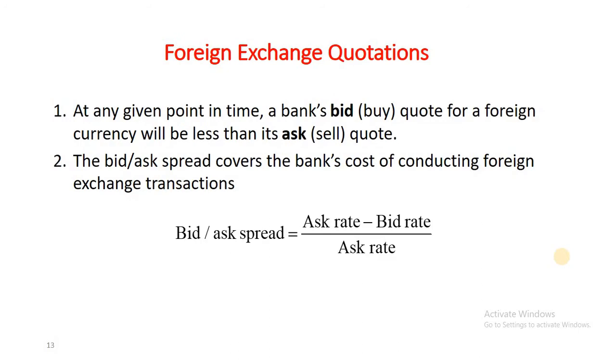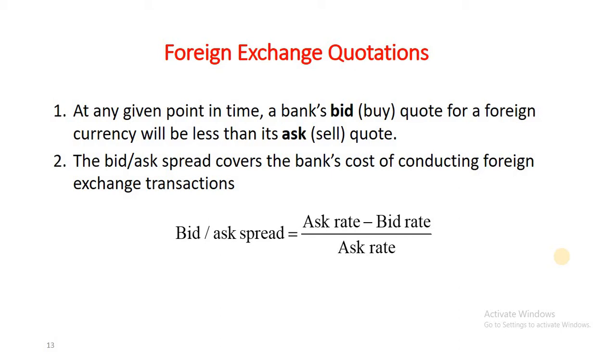Now let's look at foreign exchange quotations. If you go to a bank, you'll find that there are foreign exchange quotations. Banks denote foreign exchange quotations at bid price and ask price. Bid means buy and ask means sell. For example, if you see in your bank that bid rate of dollar is 84 taka. That means if you want to sell dollar to your bank, the bank will give you 84 taka.